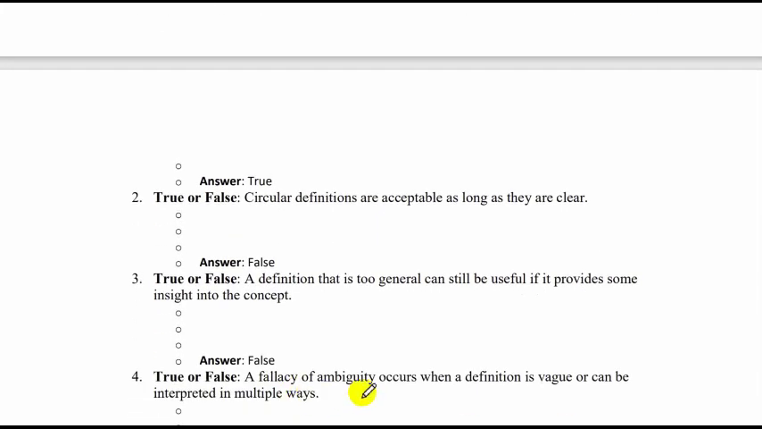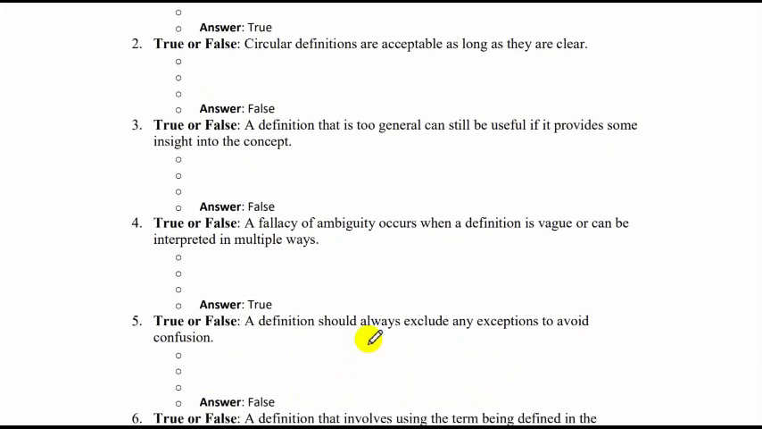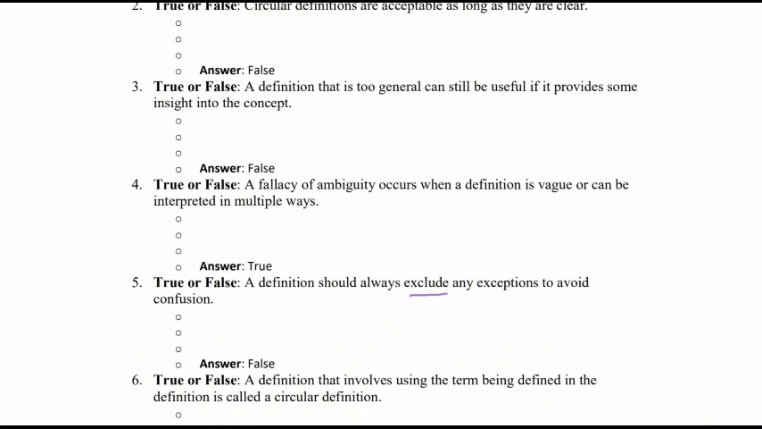A fallacy of ambiguity, vagueness, not clear, occurs when a definition is vague or can be interpreted in multiple ways. True. A definition should always exclude any exceptions to avoid confusion. No, it should include any exceptions to avoid confusion. A definition that involves using the term being defined in the definition is called a circular definition. Correct. True.